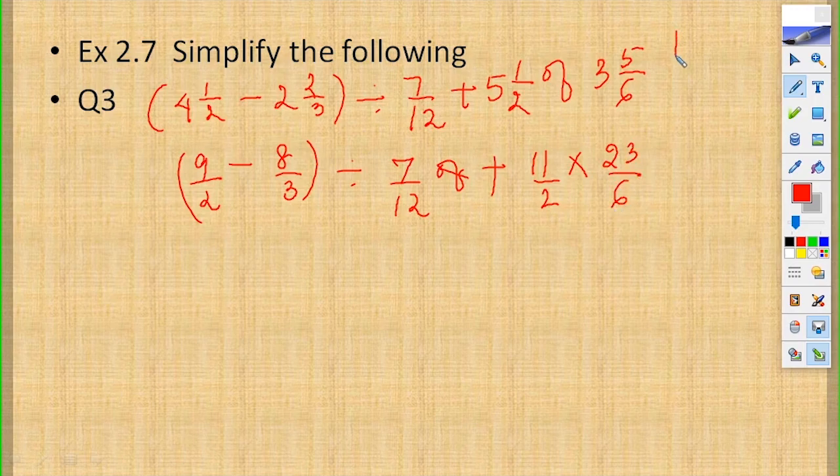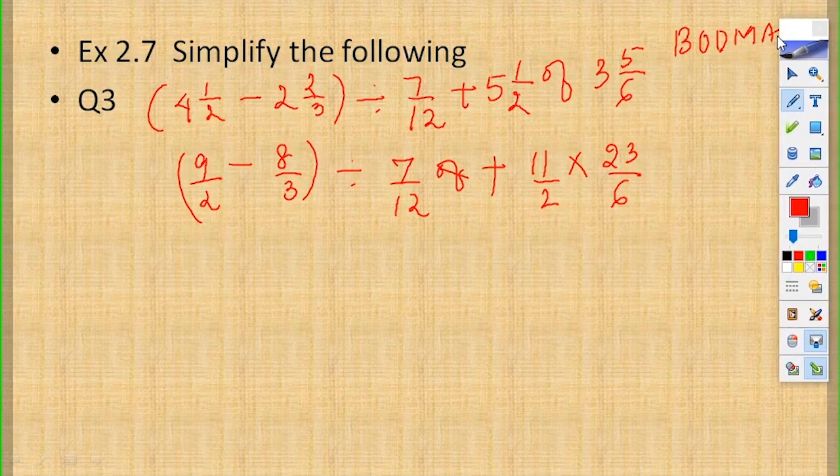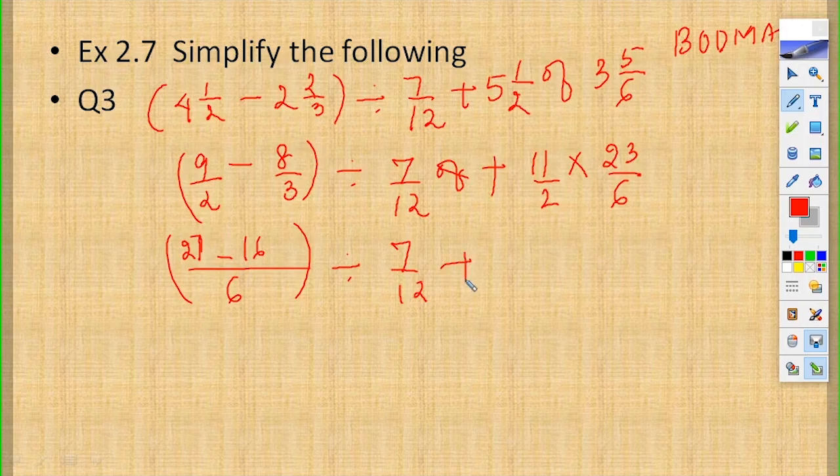If you are following, you know the rule, that is the BODMAS rule. First you will solve the bracket. So I'll cross multiply because the denominator is 6. I'll get 27 minus 16, the first bracket, divided by 7 by 12 plus. Now the of part. I cannot cancel any of the numbers because it is 11 into 23 by 6 into 2.